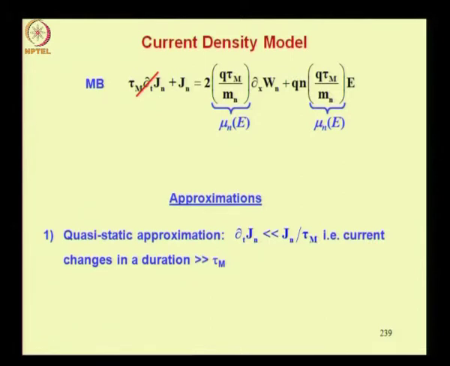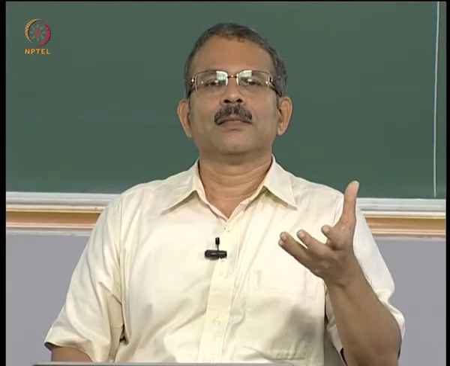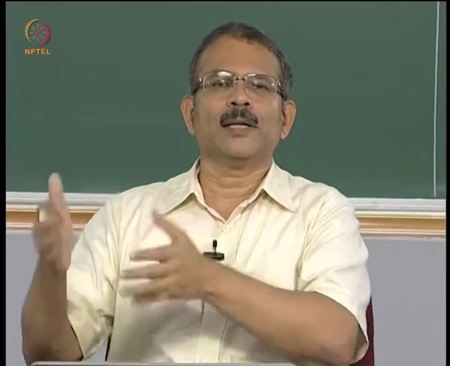Now this approximation works fairly well because momentum relaxation times are very small, and the quasi-static approximation amounts to assuming that dou Jn by dou t is much less than Jn by tau m. So you see, whenever we neglect a term, we always do so with reference to another term. It is not as though some term becomes 0 and that is why we neglect it. Whether a term is small or large depends on its relative value compared to other terms in the equation.